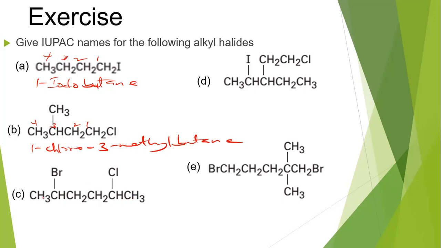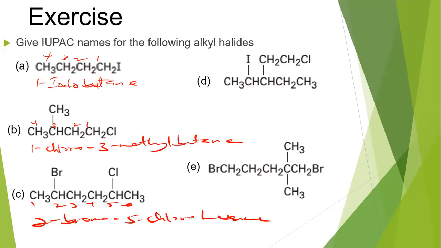Now I can number from here or from here, but then you realize that I have to number such that I'll give the one that obeys alphabetical order the priority. So I'll have 1, 2, 3, 4, 5, 6. So then it will be 2-bromo-5-chlorohexene. Very simple, right? Good.